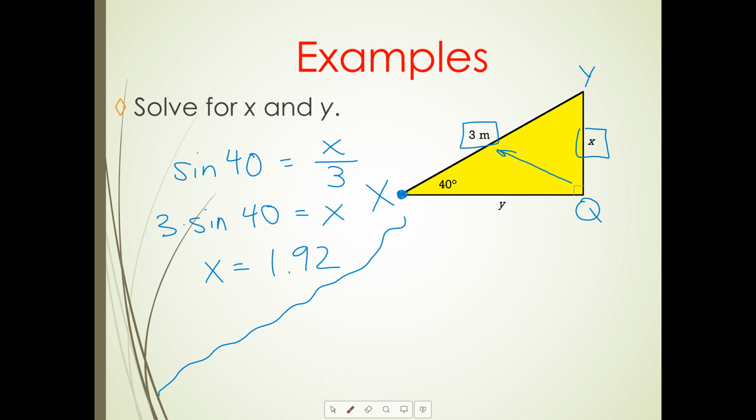Okay. We still know the 3. Now we're using the y. I'm going to stay with angle x because I know that information. 3 is still the hypotenuse. y becomes the adjacent side. Which function uses adjacent and hypotenuse? Cosine. Set up an equation.